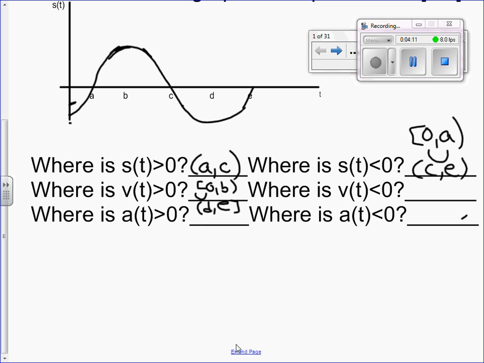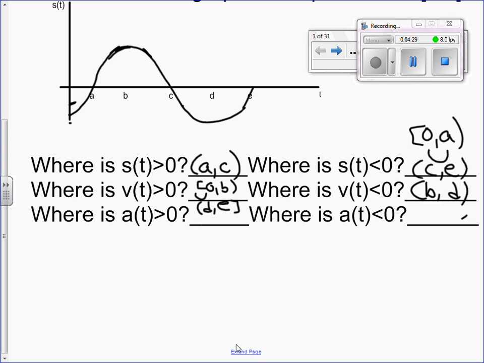So velocity will be positive when the slope of the position graph is positive. And where would velocity be negative? B to D. That's correct. B to D.